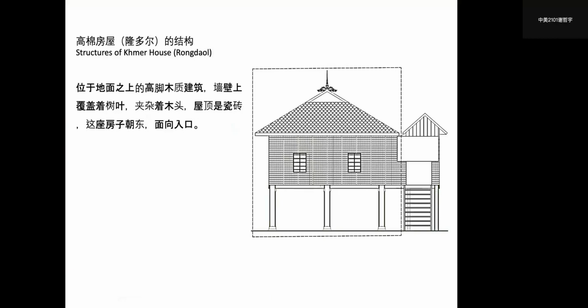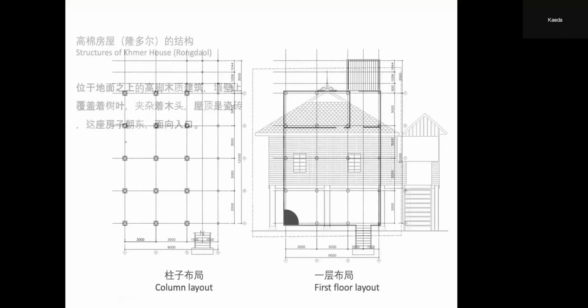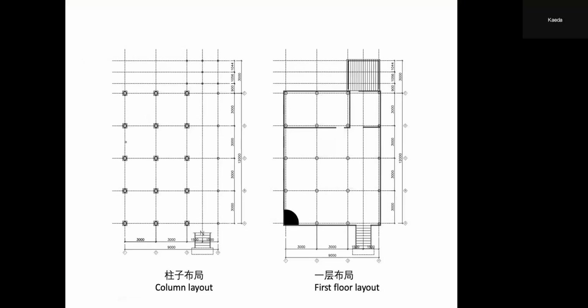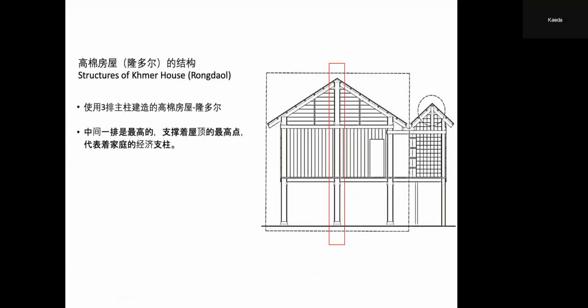It is a typical column layout and the first floor layout. Usually, the span between each column is 3 meters. The house is broken down by using 3 rows of main columns. The middle row is the highest, supporting the top point of the roof, which represents the breadwinner of the family.